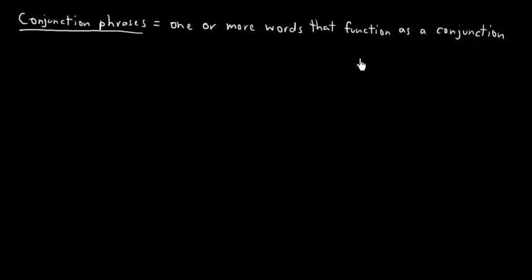So, a conjunction is a word that joins together two other grammatical units: words, phrases, clauses, or in some cases something slightly bigger than a phrase, slightly smaller than a clause. Okay, and we'll show an example of one of those. And a conjunction phrase is just one or more words that do the same thing.